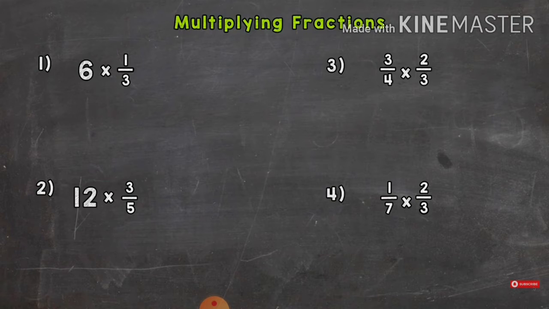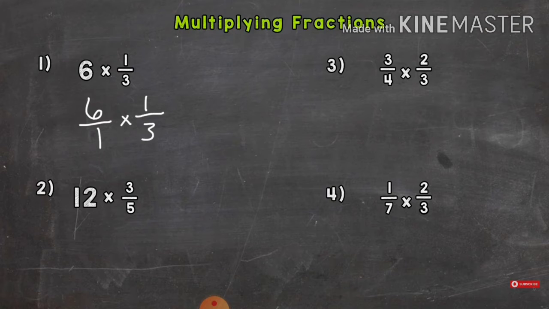So for number 1, we have 6 times 1/3. So a whole number times a fraction. Now when we multiply fractions, all we need to do is multiply straight across. So numerator times numerator and denominator times denominator. So the first thing we need to do with the 6 is make it into a fraction. Whenever you have a whole number, you can make it into a fraction by putting it over 1. That way, you have a numerator and a denominator. Bring down the multiplication sign and the 1/3.